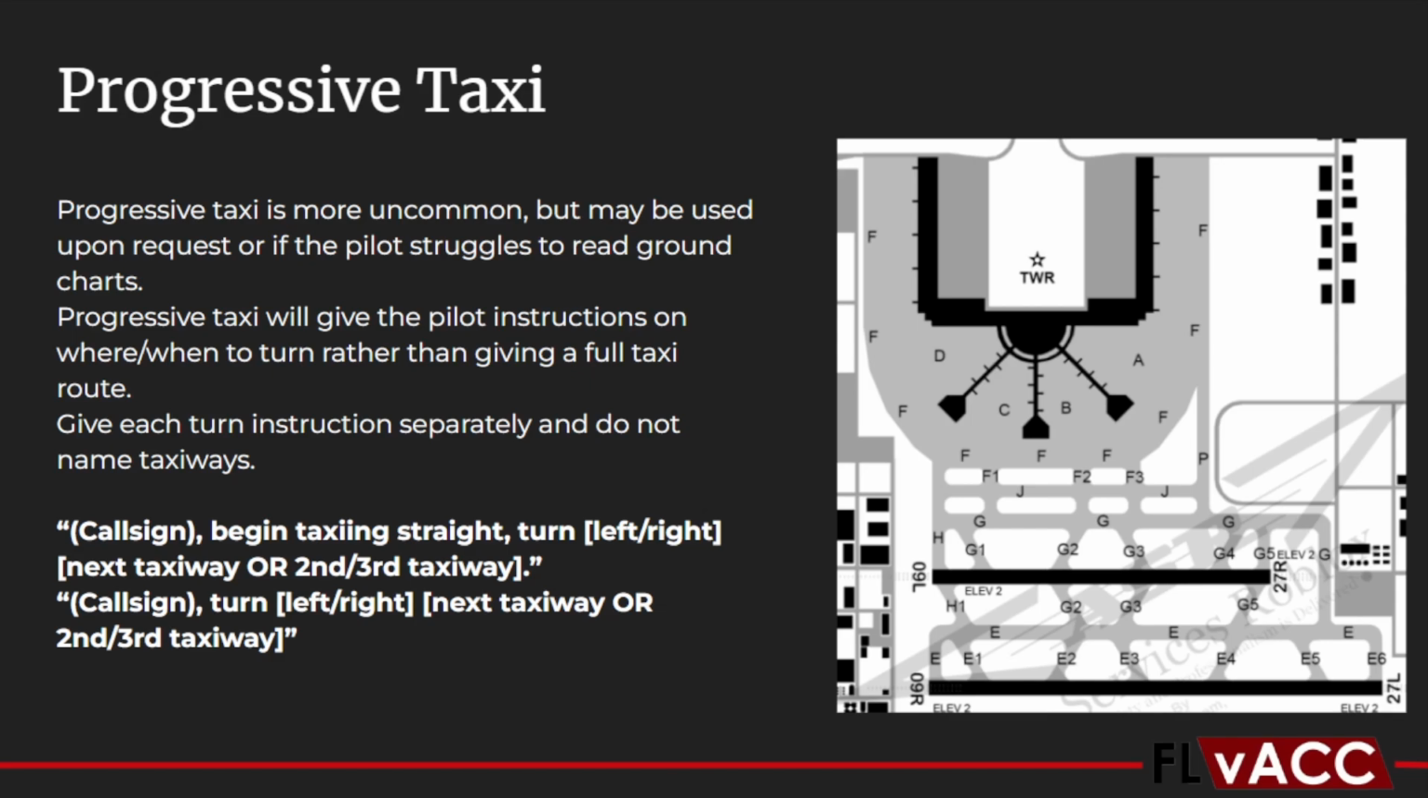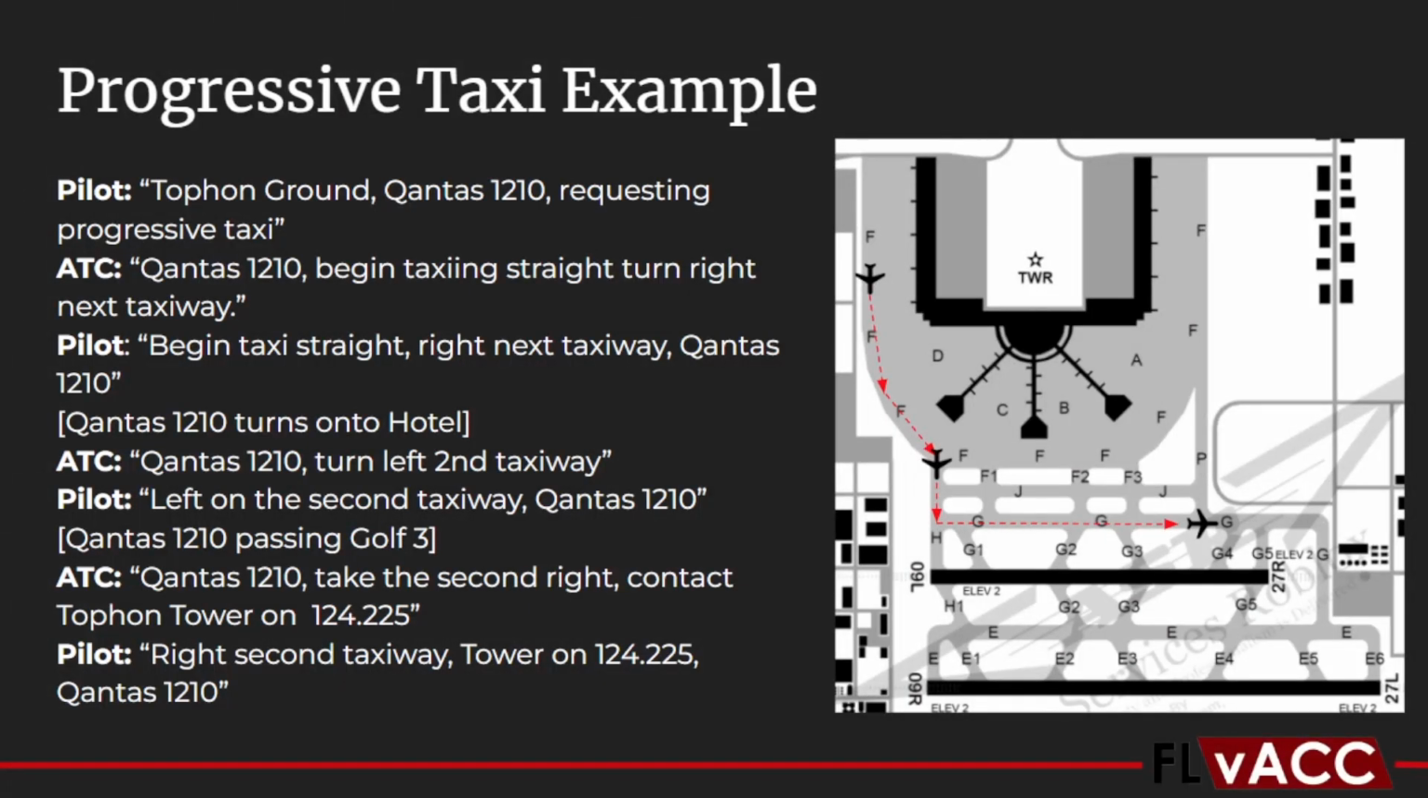As for the phraseology, tell aircraft to start taxiing straight, then give the first turn, such as turn left next taxiway or turn right third taxiway. Only give one turn at a time. As an example of this in use, let's look at Qantas 1210. The controller first starts with Qantas 1210, begin taxiing straight, turn right next taxiway.